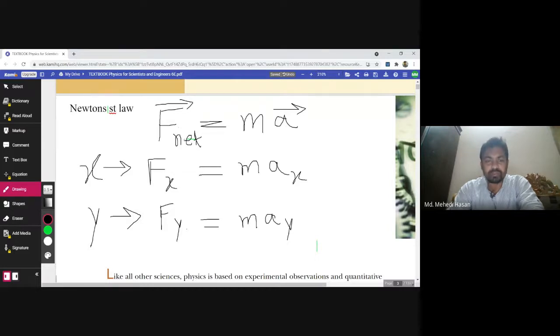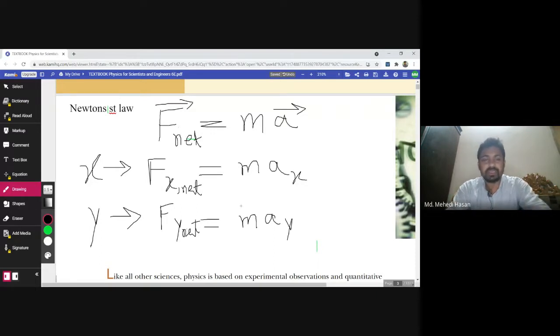So if more than one force is involved, then you have to take the net force equation. The net force along the x-axis is equal to max. That will be the correct equation. Similarly, the net force along the y-axis is equal to may. Now if the movement of the object is along the x-axis, then the acceleration will be along the x-axis. Along the y-axis, acceleration will be 0.